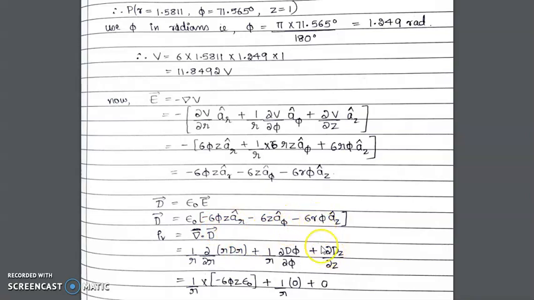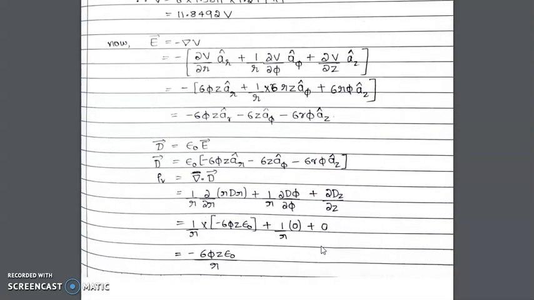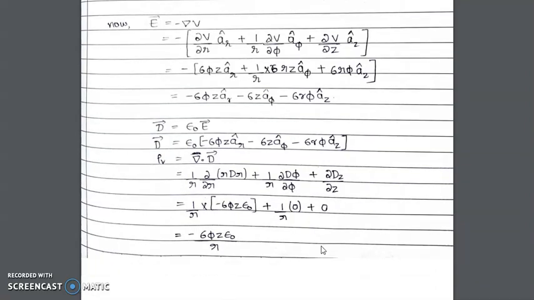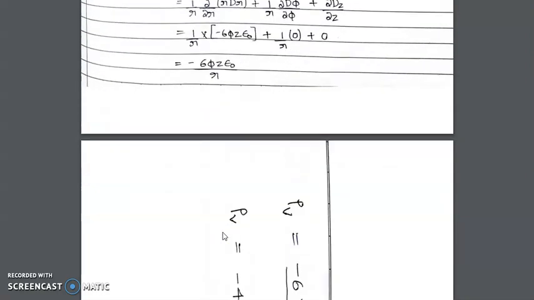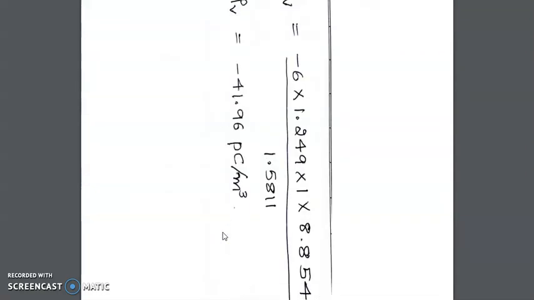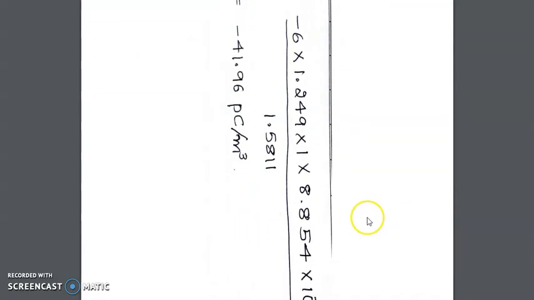The D rho component is minus 6 epsilon naught phi Z, the D phi component is minus 6 epsilon naught Z and the DZ component is minus 6 epsilon naught rho phi. So substituting that and obtaining partial differentiation, you will get rho V is equal to minus 6 phi Z epsilon naught divided by rho. So substituting values of phi, Z and rho in this equation, you will get rho V is equal to minus 41.96 picocoulomb per meter cube.